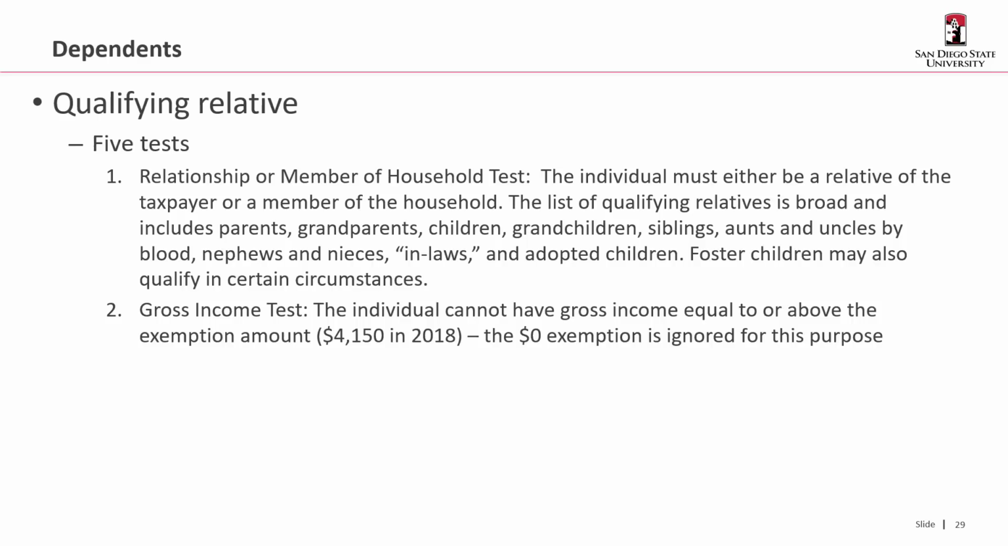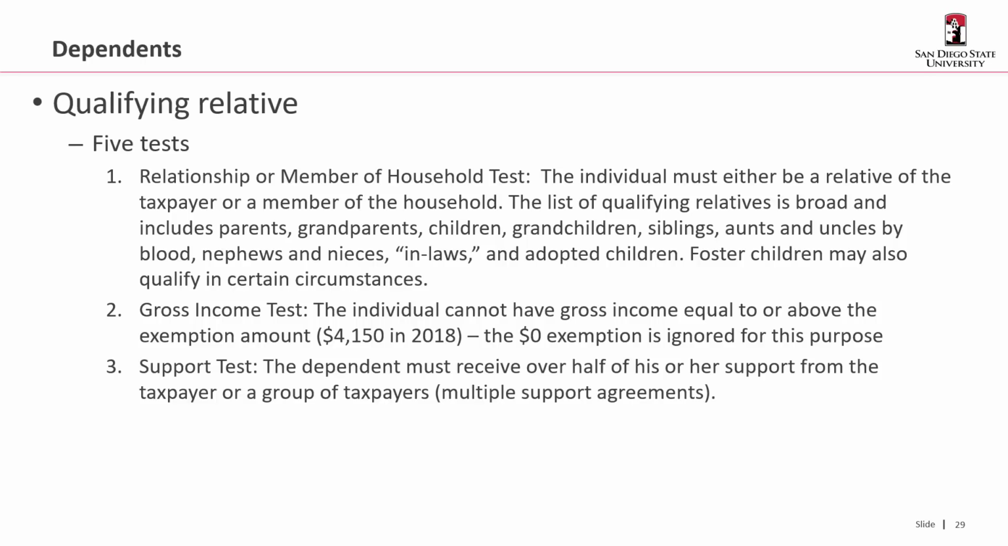The gross income test is often the one that sweeps out most qualifying relatives. The gross income test says the individual that you're trying to claim as a qualifying relative cannot have gross income equal to or above the exemption amount. Now, I just told you exemptions were gone, but basically, we continue to track the exemption amount for purposes of this gross income test to determine whether someone's a qualifying relative. And in 2018, gross income cannot exceed or equal $4,150.